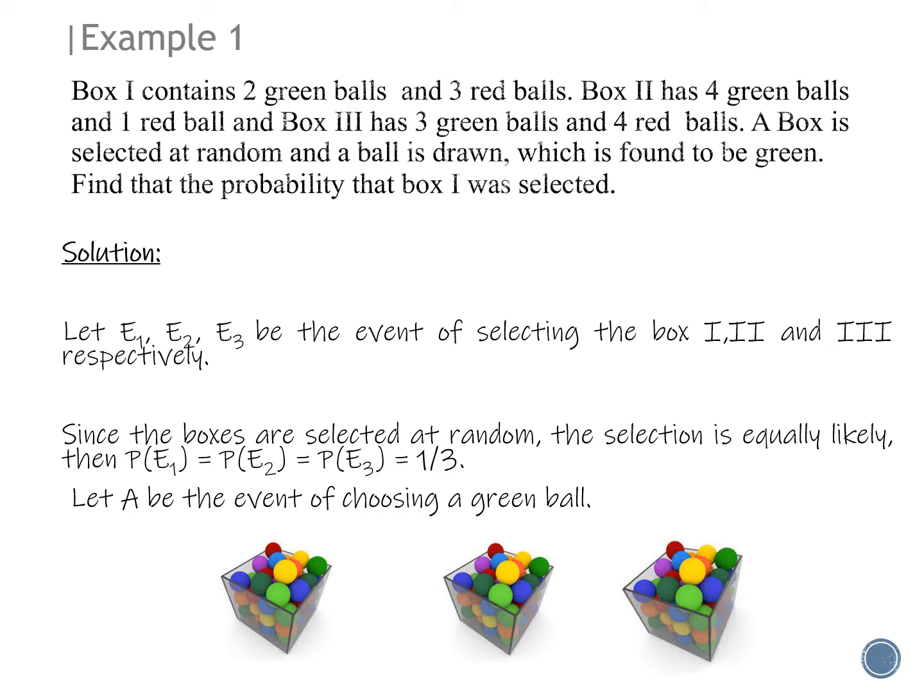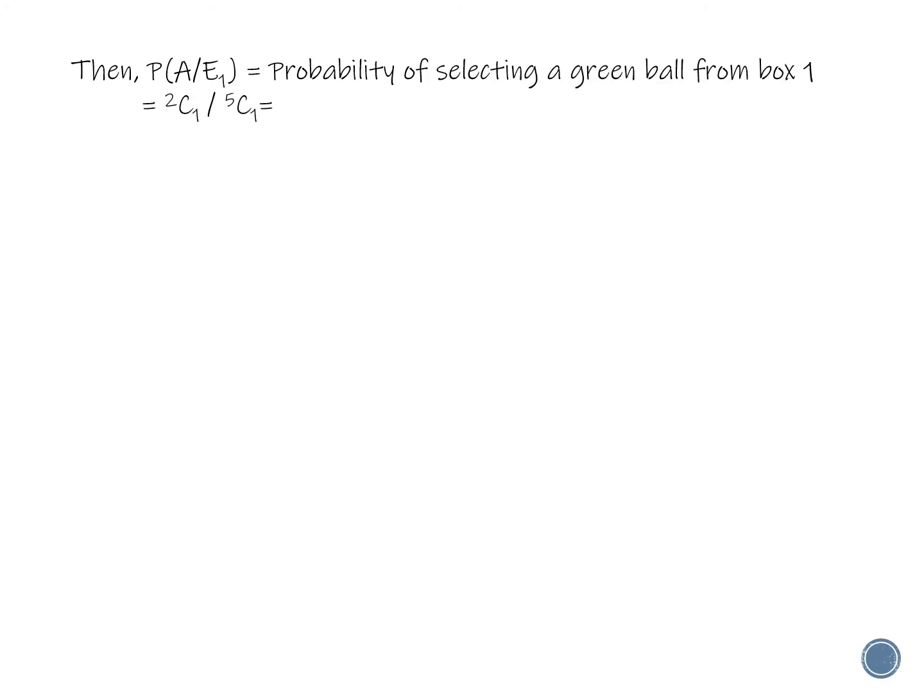Here in the problem it is given that a box is selected at random and a ball is drawn which is found to be green. So we take A to be the event of choosing a green ball. Now we find P of A given E1, that is probability of selecting a green ball from box 1.